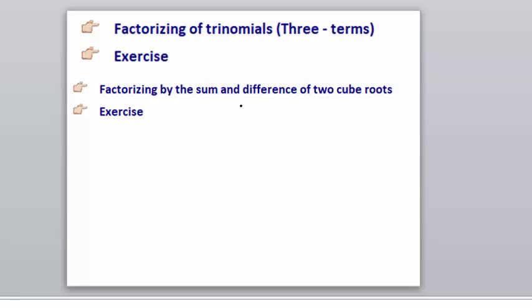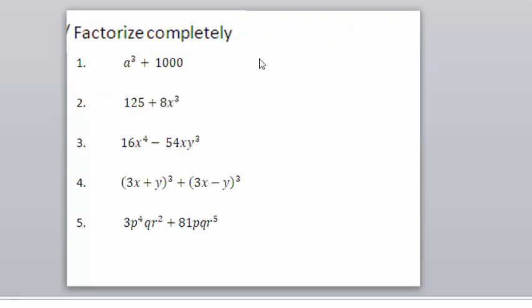Factorizing by the sum and difference of two cubes. This is what we are doing at the moment. So let's look at the next exercise. Okay, factorize completely the following. So the initial part is number one. So let's look at number one.